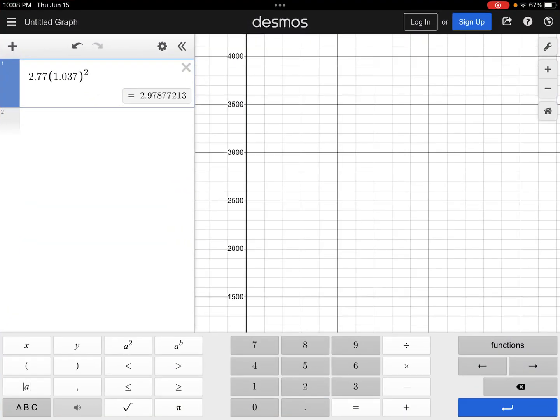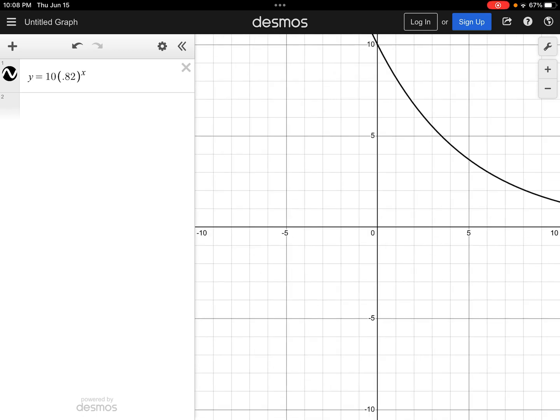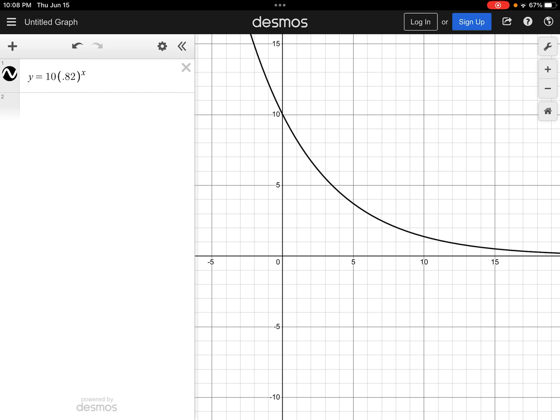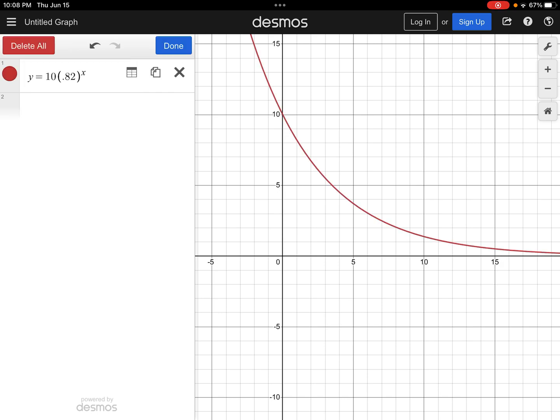So here's my Desmos graphing app. I'm going to take out that equation and type in, and again, with Desmos, we need to use y and x. So 10 times 0.82, and then we're going to raise it to the x power. And so notice my graph is very small, so I'm going to zoom in a little. Okay, so I got a nice pretty graph here. Let me actually make it a different color so you can see it a little better.